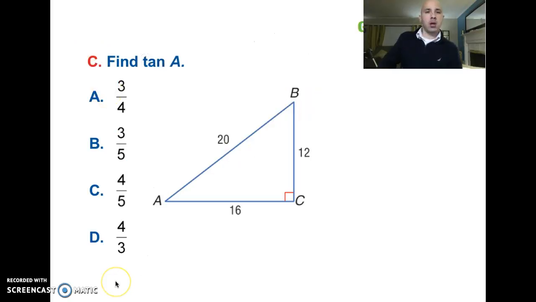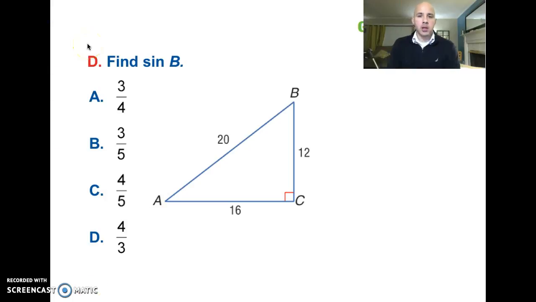Thank you. All right, welcome back again. This is a guided practice, letter C. You can go ahead and find a tangent for angle A. Remember the definition, remember to label it. Take care of your work, A, B, C, or D.